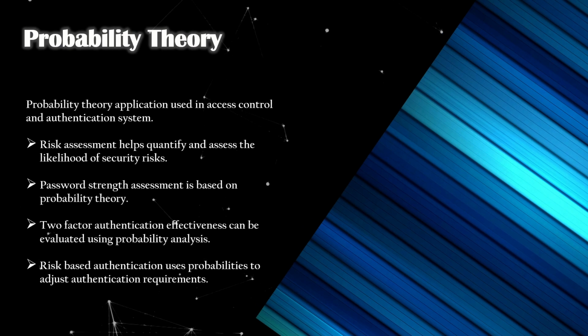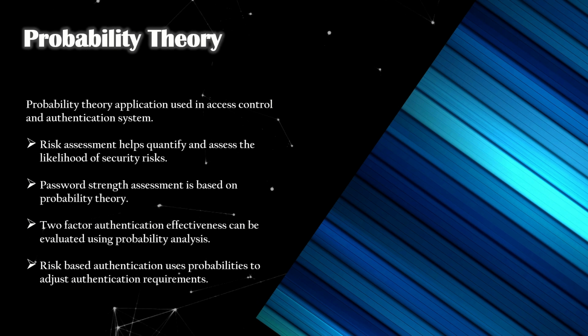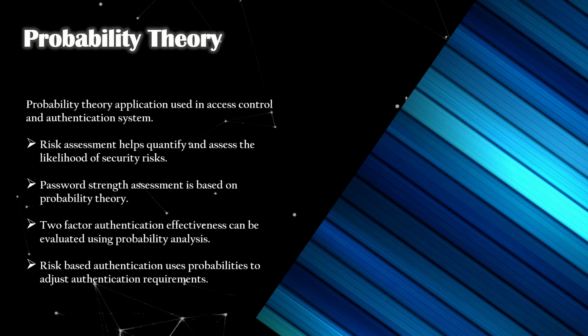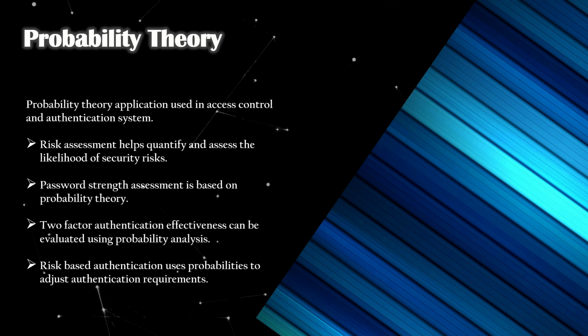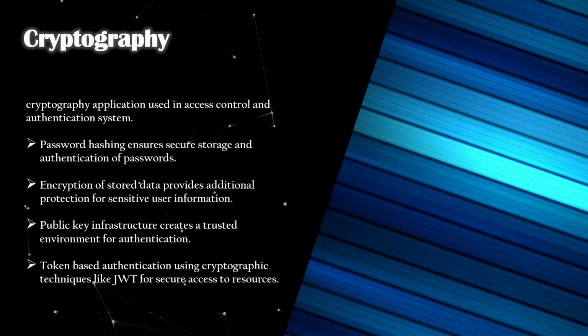Next is probability theory and its application in access control and authentication. Risk assessment helps quantify and assess the likelihood of security risks. Password strength assessment is based on probability theory. Two-factor authentication effectiveness can be evaluated using probability analysis. Risk-based authentication uses probabilities to adjust authentication requirements.